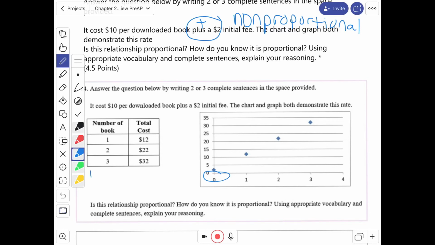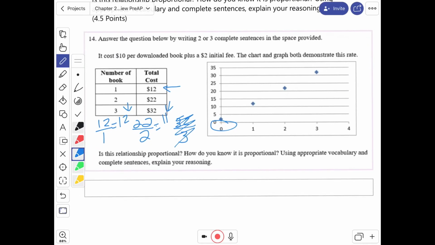Another thing we could do is check all of these intervals by dividing 12 by 1, and 22 divided by 2, and 32 divided by 3. And 12 divided by 1 would be 12. 22 divided by 2 is 11. And I know right there that those rates are not the same. I don't even have to check the next one.